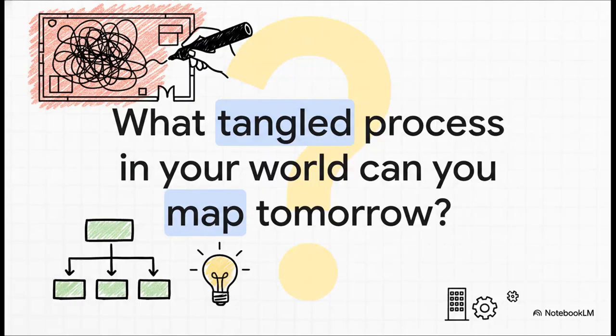Improvement is a cycle. So I'll leave you with this question to think about. Now that you've seen just how powerful this simple piece of paper and a pen can be, what about your world, your office, your workshop, your team? What tangled process, what hidden inefficiency could you finally make visible and finally fix just by starting to draw that first line tomorrow?